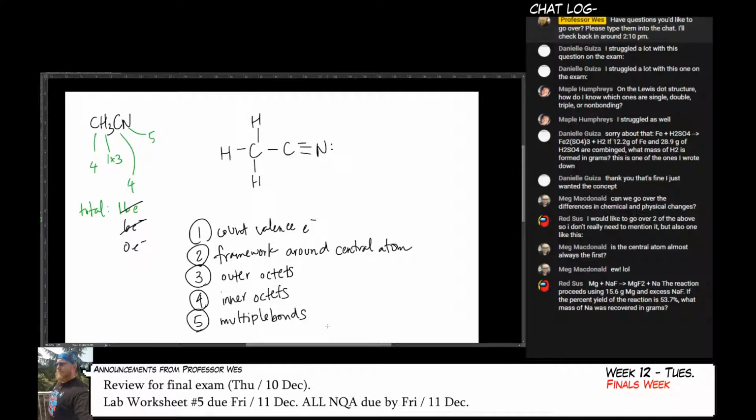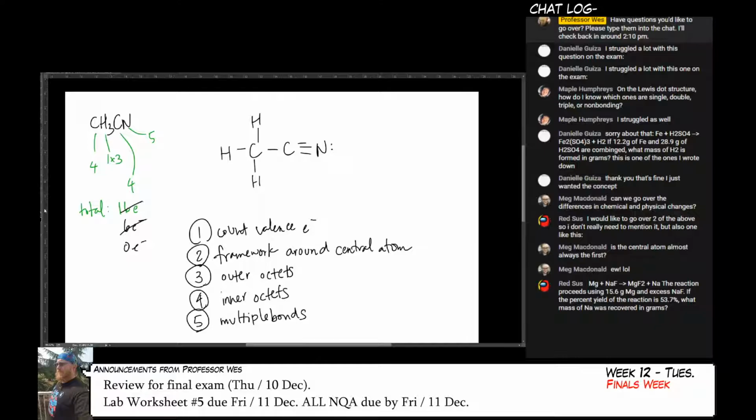Alright, so that's a Lewis structure. That's how you do that. I think I put in 2 on the exam because I do want you to draw Lewis structures. Unfortunately, there's no way for me to really assess your drawing, so the best way that I came up with was to count how many bonds of each that you'd have.